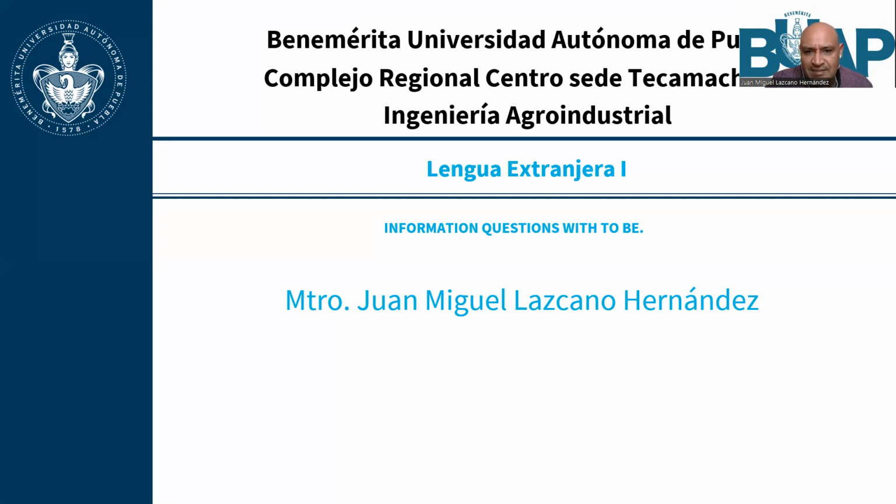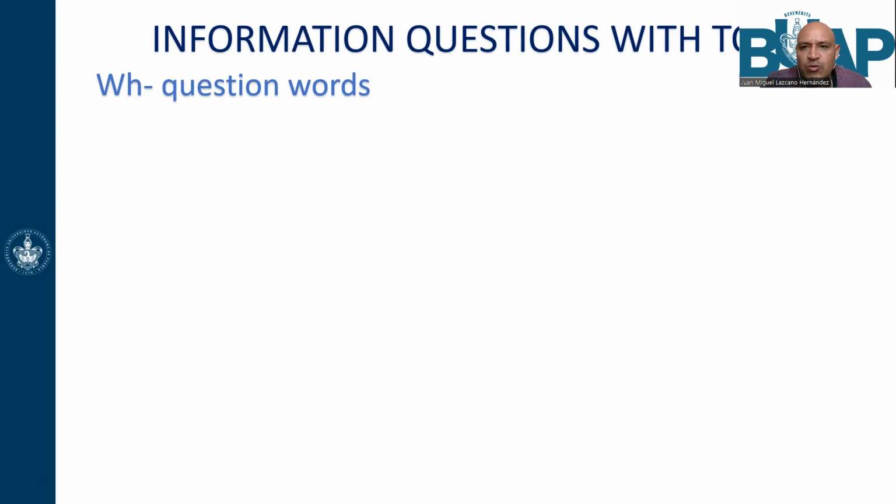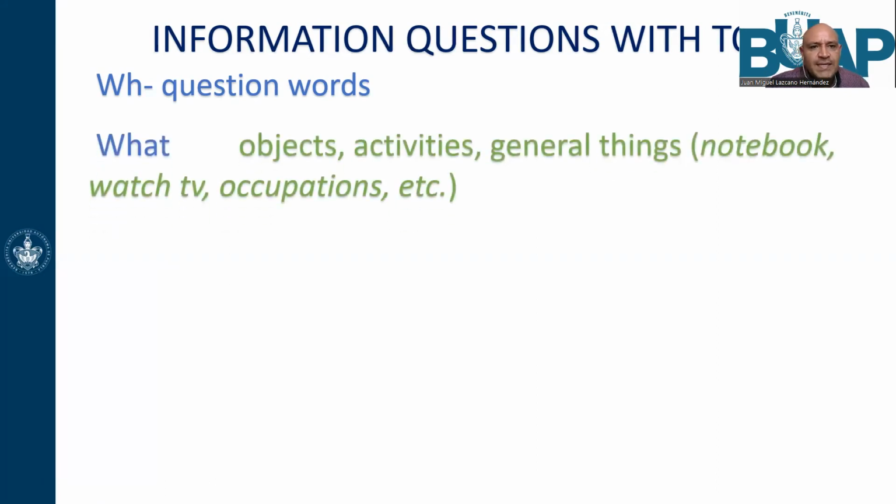Welcome to today's class. At the end of the session, you will be able to identify WH question words in order to use them with questions using the verb to be. So let's start. What are the question words that we're going to use to make questions? The first one that we're going to see is what. This one is going to be used when we want to ask about objects, activities, or general things.